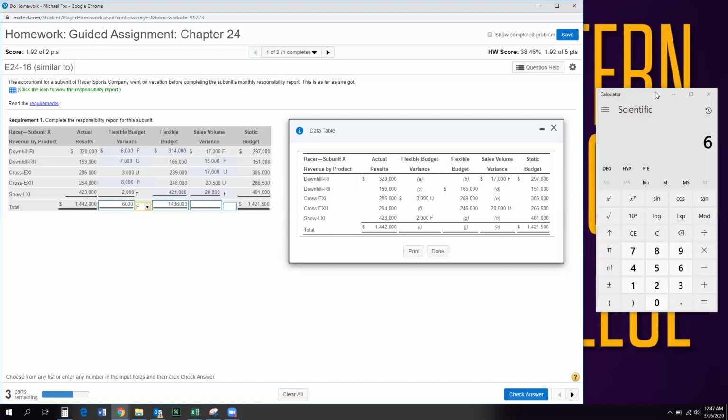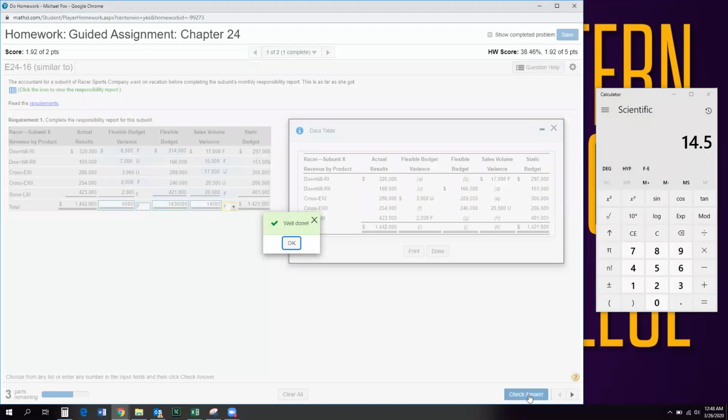And then here, if our flexible budget was 1,436,000 and our static budget was 1,421,500, our variance is 14,500 favorable. There we go.